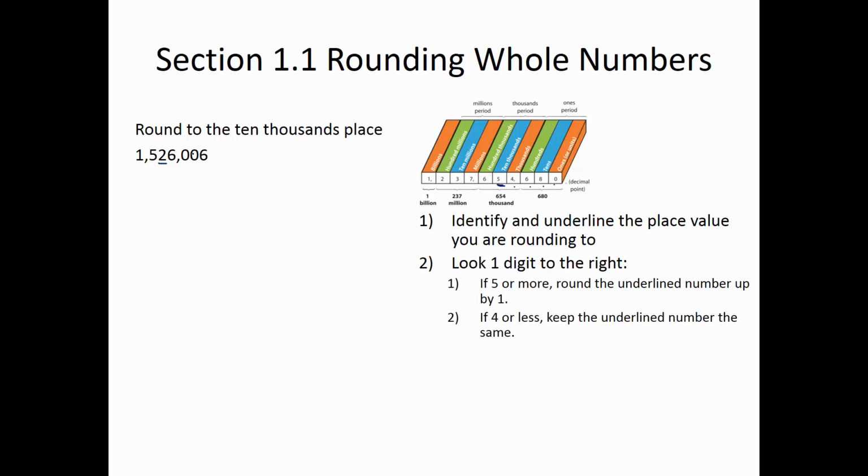Next step, I'm going to look one digit to the right. I need to know if that 26,000 is in the high 20s or low 20s. Well, 26,000 is in the high 20s, and 5 is my cutoff. If it's 5 or more, you're going to round the underlined number up by 1. If it's 4 or less, you'll keep it the same.